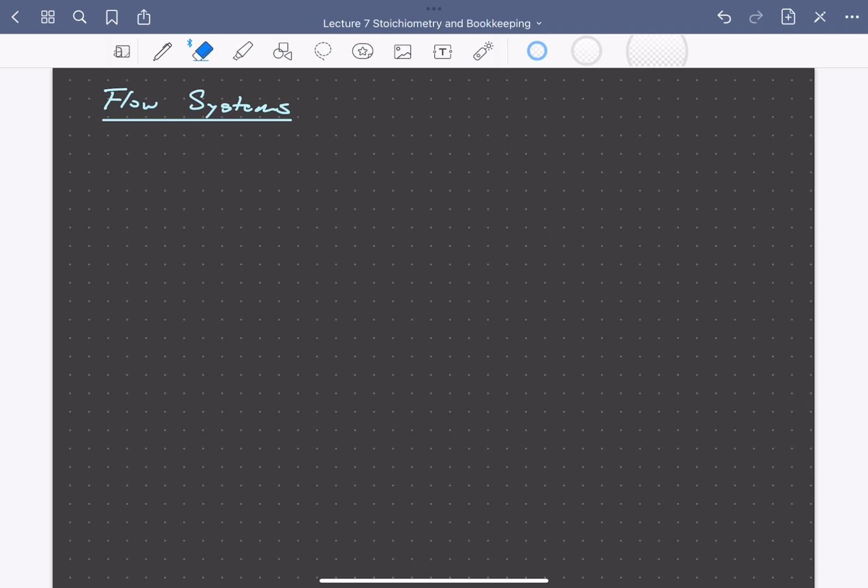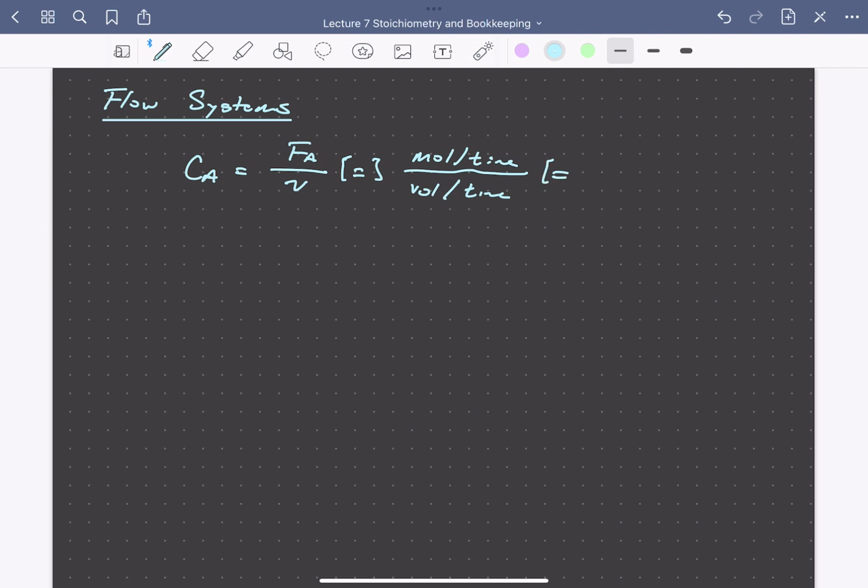For flow systems, a very analogous treatment is possible. We can develop again a stoichiometric table where now we're keeping track of molar flow rates of species rather than the total number of moles. In this case, the concentrations are going to be given by, let me write for some species A, the molar flow rate of A divided by the volumetric flow rate. So in terms of units here, molar flow rates are units of moles per time. Volumetric flow rates are units of volume per time. So this gives you the expected units of concentration of moles per volume.